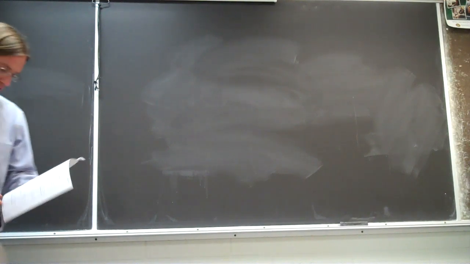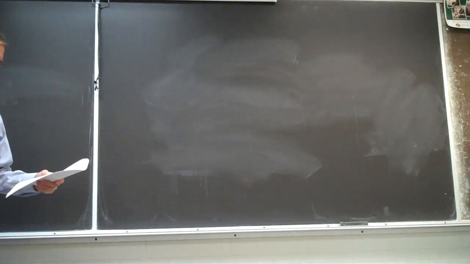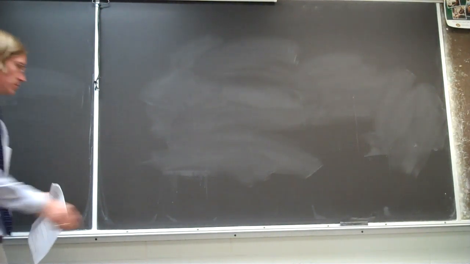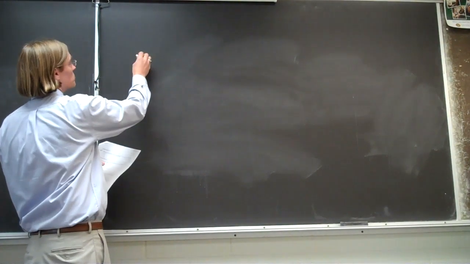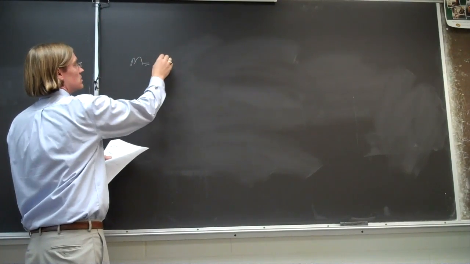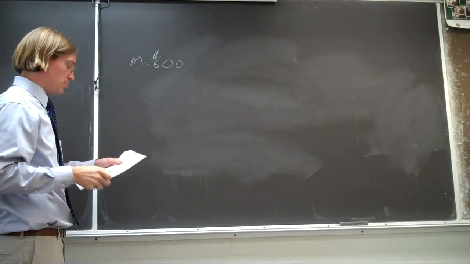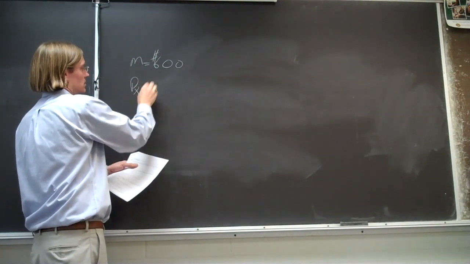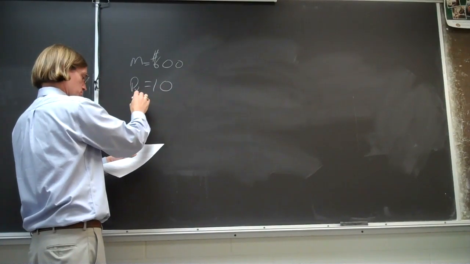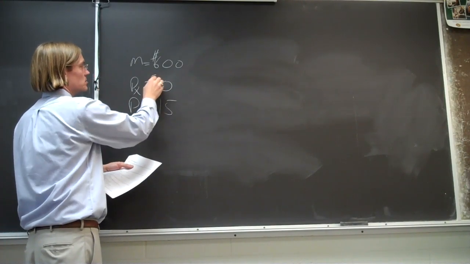I'm going to go over a couple questions about consumption and budget sets. The first question says, if we had a certain amount of income, our income is $600, and the price of good X is $10, and the price of good Y is $15.